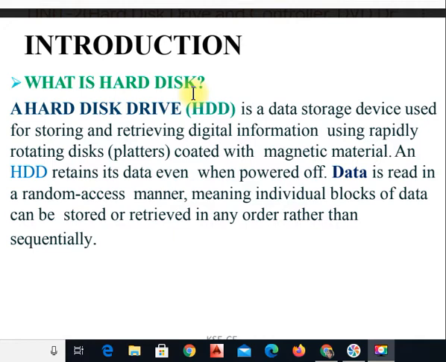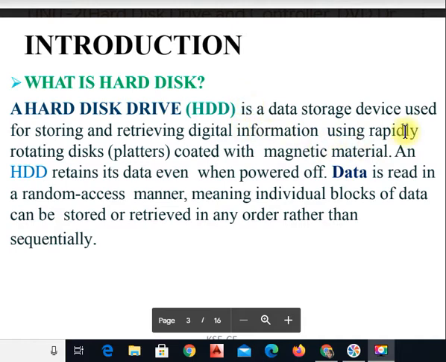So what is a hard disk? The short form of hard disk is HDD. We all know that a hard disk is a storage device, and whenever you want to store data permanently, that time you use a hard disk. You can easily read the definition here.